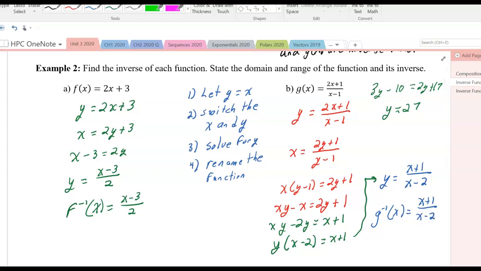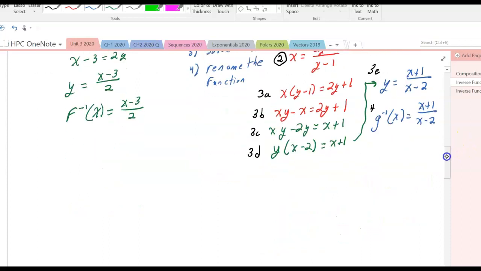So looking at these steps, step 1, just call g of x y. Step 2, switch the x's and y's. Then step 3a, I multiply by y minus 1. 3b, distribute. 3c, I move the y's to one side and everything else to the other side. 3d, I factored. 3e, I divided. And then step 4, I just renamed. So hopefully that helps you understand the process of finding the inverse function.